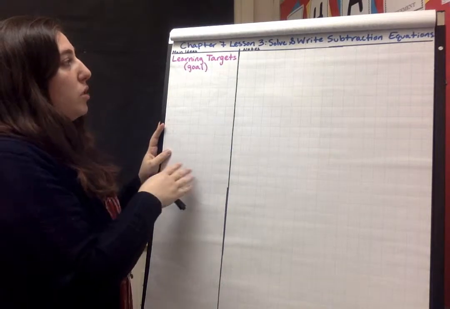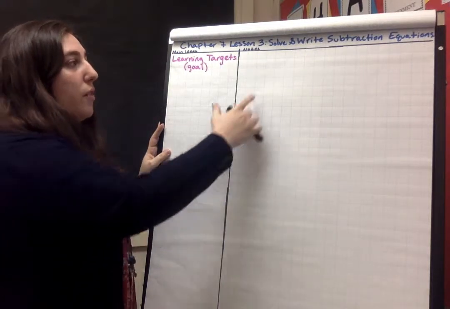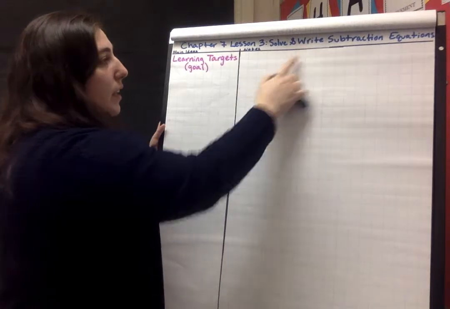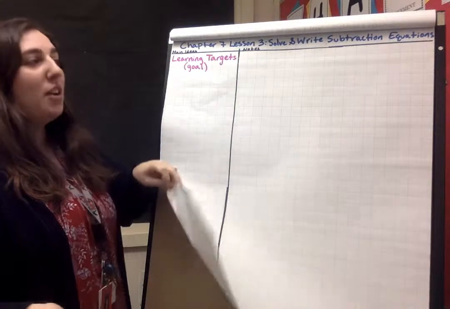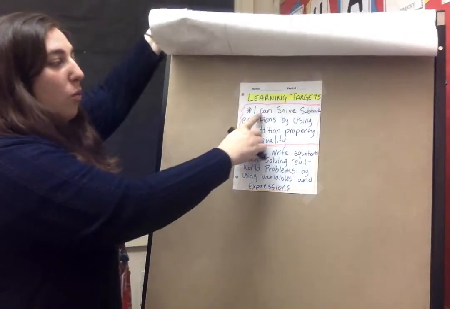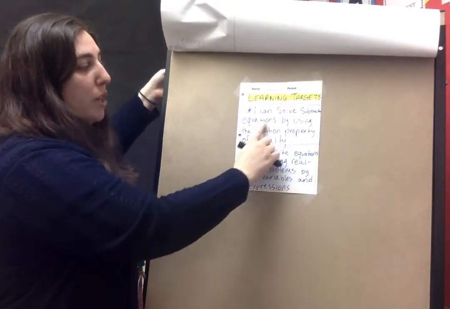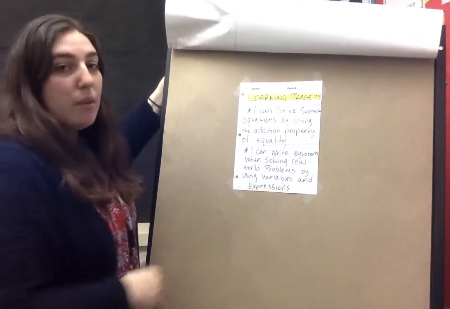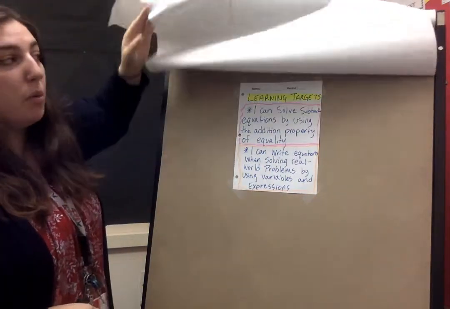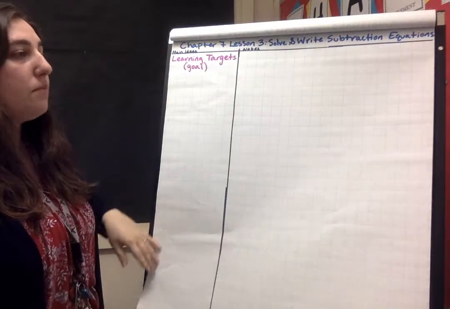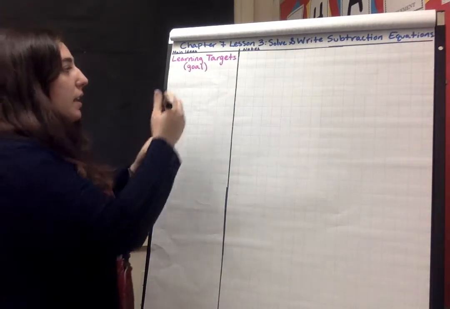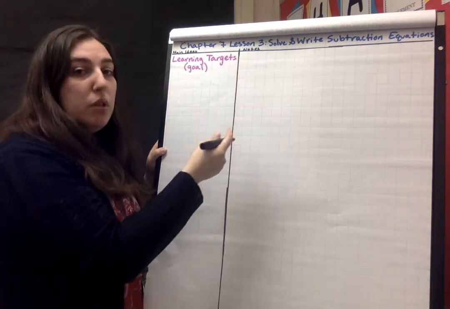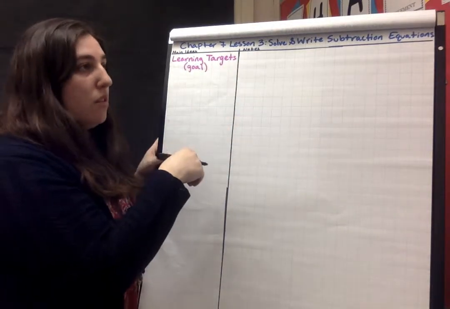Okay, so Chapter 7, Lesson 3, we are focusing on solving and writing subtraction equations, which I want to refer back to our learning target. Our goal is to solve subtraction equations and to be able to write them. Okay, so we're working on solving and writing today. First thing we're going to write down is just a little review from Lesson 2 yesterday.